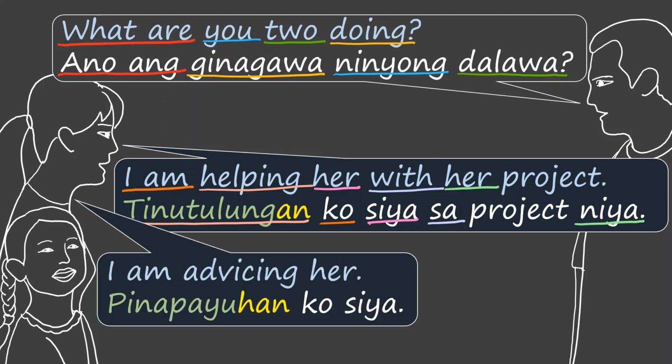I am advising her. Pinapayuhan ko siya. Advising, pinapayuhan. You see here another two verbs: tinutulungan, ending with an, and then pinapayuhan, ending with han.